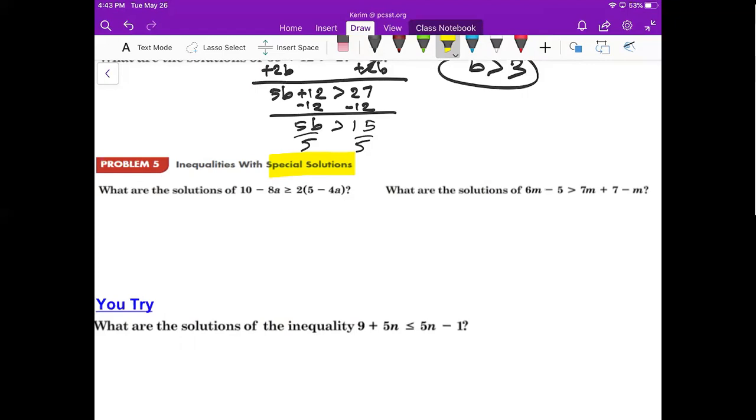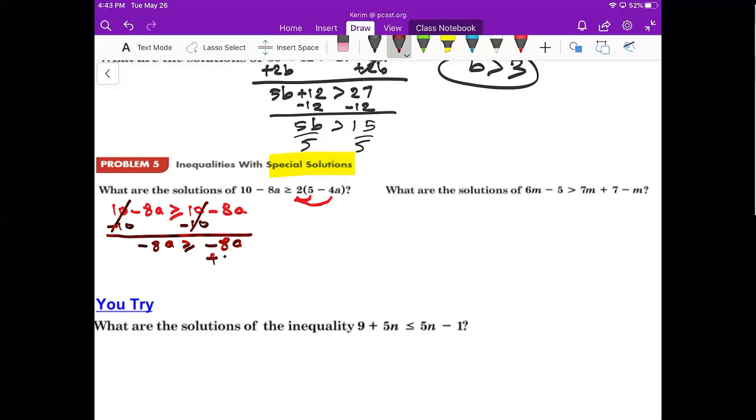I have parentheses, so I'm going to undo that with the distributive property: 2 times 5 and 2 times negative 4a. When I do that, I get 10 minus 8a greater than or equal to 10 minus 8a. Now I already see the left is equal to the right. They're exactly the same thing, so when I undo, they're going to cancel each other. If I subtract 10 from both sides, I don't have a number term. So negative 8a is greater than or equal to negative 8a.